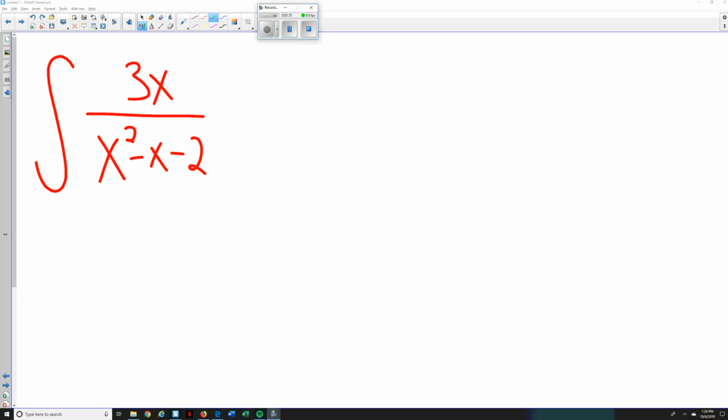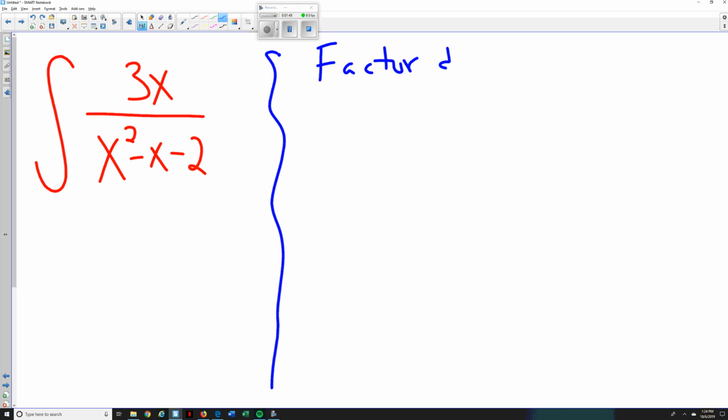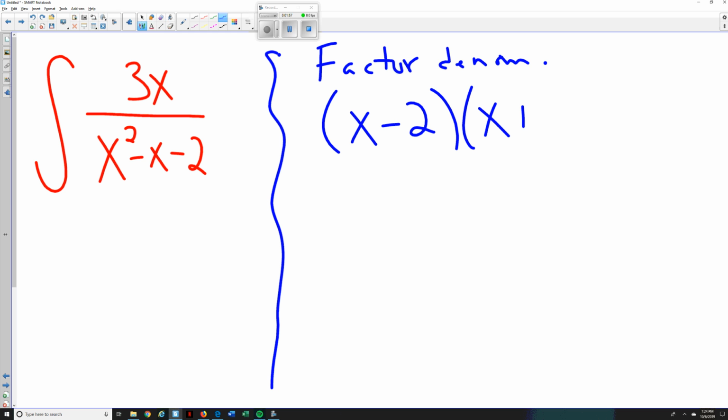What you may remember from pre-calculus is that we're going to do a little scratch work over here. Let me split this screen so we can do this. First of all, we're going to factor the denominator. You guys should recognize this. That's x minus 2 and x plus 1. So we're going to factor the denominator in that way.